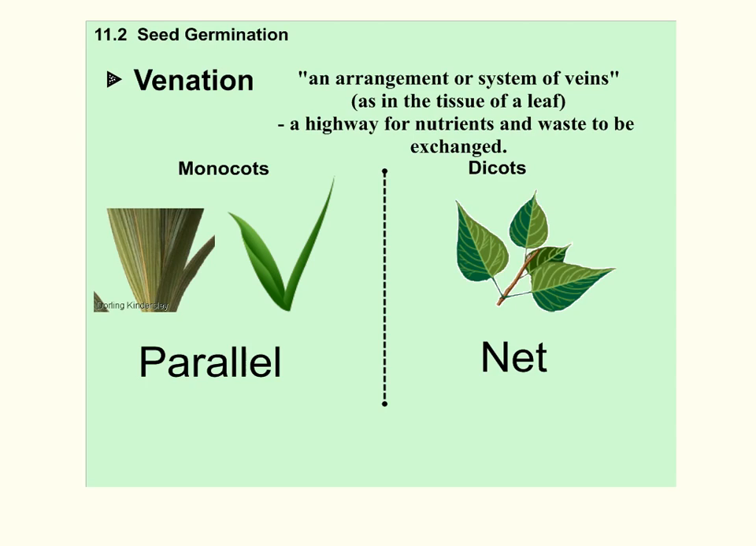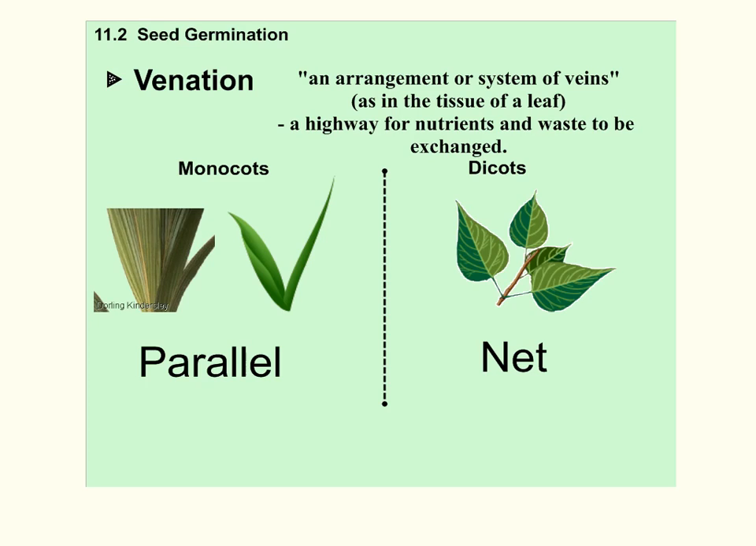Alright, venation. Very important term to understand when we're talking about plants, especially in seed germination. Venation can be described as an arrangement or system of veins, as in the tissue of a leaf. Now in human beings, we probably would consider veins something that blood's going to travel through. The concept is exactly the same. I like to define it right here, as you can see, as a highway for nutrients and waste to be exchanged. Now there are some differences.